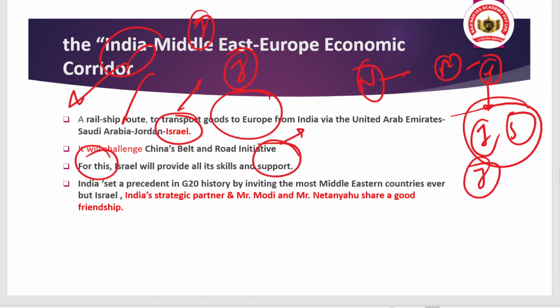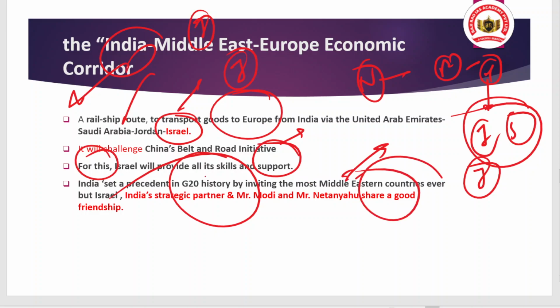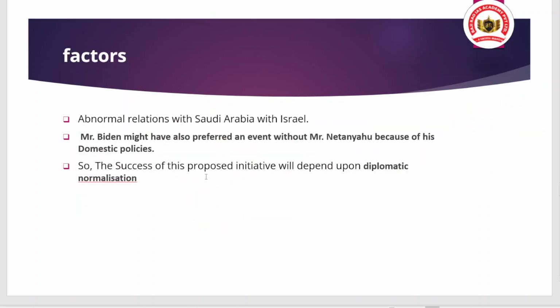So we have talked about how India invited most Middle Eastern countries, but Israel, which is India's strategic partner, and Mr. Modi, our Prime Minister, and Mr. Netanyahu, the Prime Minister of Israel, share a good friendship, but was not invited. So we have to understand why.